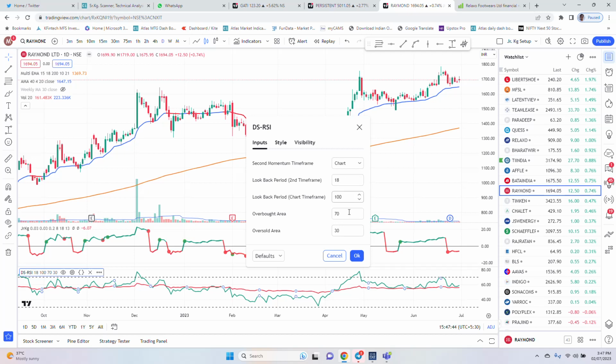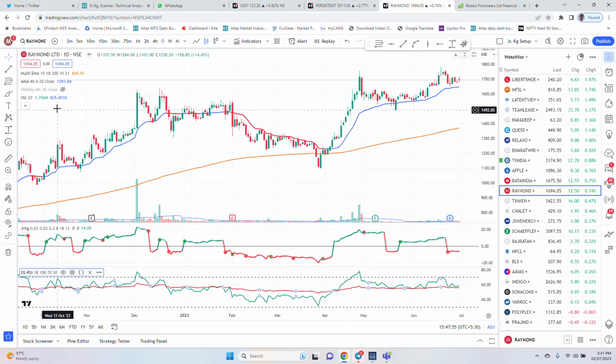So 18 and 100 is the first choice, and if somebody wants to catch some good stocks a little bit early, then they can change it to 14 and 100 as well. So these are the two indicators which we use. So basically, here is how the setup works.